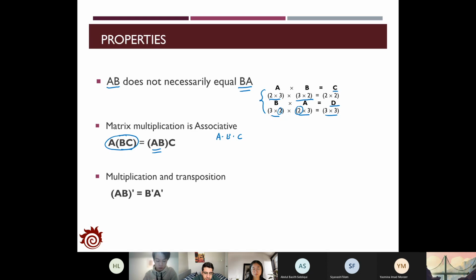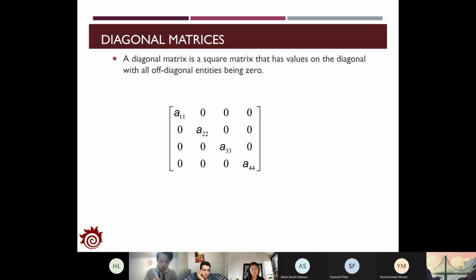And the other property is about the combination of multiplication and the transpose. If you find the transpose of the multiplication of A and B, it equals B transpose times A transpose. So here you need to change the order of B and A if you do the transpose, and these two will give you the same results. So that's for the properties of the multiplication.